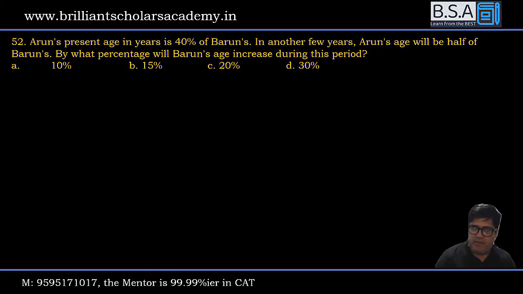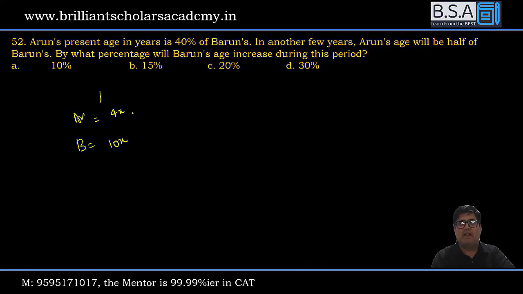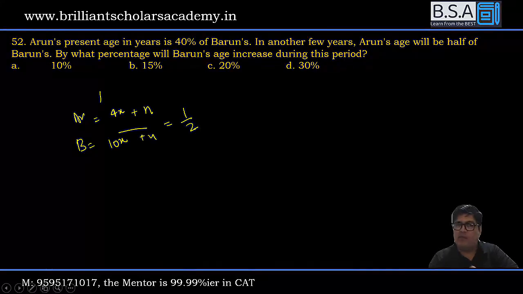Several of you have given me an answer. Let me apply different methods. I am saying it is 40%. So if Varun's age is 10x, then Arun's age should be 4x. We are saying they will both age by some number n, and now the age is half. You solve and you find n, you'll have your answer in 2 steps.